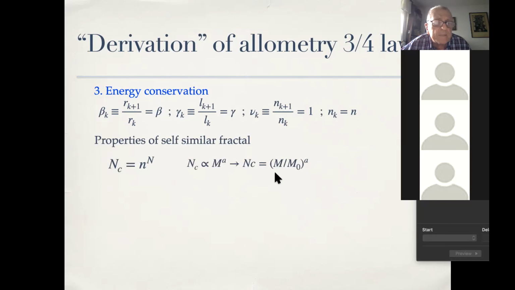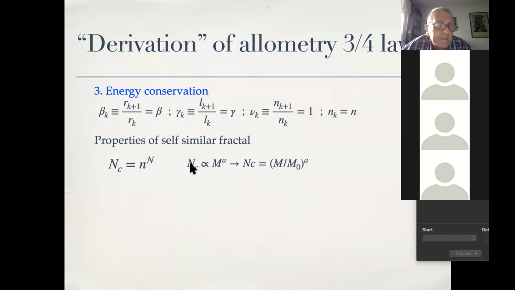And now we will be discussing the properties of our network, which is a self-similar fractal. Since the number of tubes on the capillary level is increasing with geometrical proportion, as we showed on the previous slides, then the total number of tubes in the capillary level is this constant n to the power capital N, where the capital N is the number of layers in the total system.